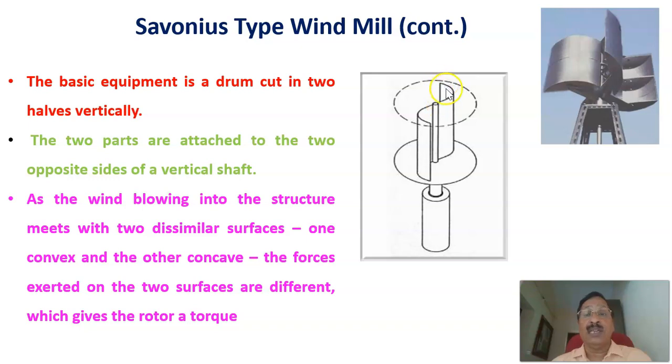This is a vertical shaft. These are the concave and convex parts of this Savonius type windmill, the concave as well as the convex part. Again, this is a picture of a Savonius type windmill.